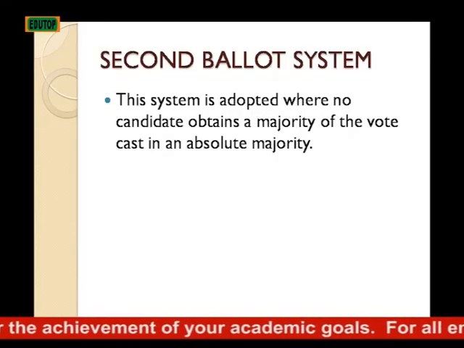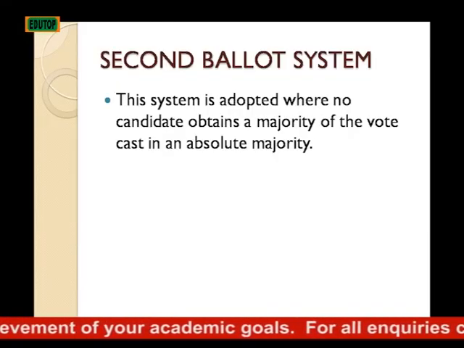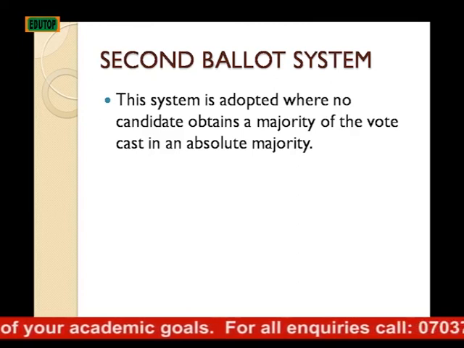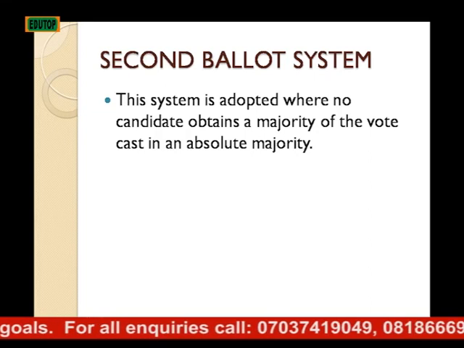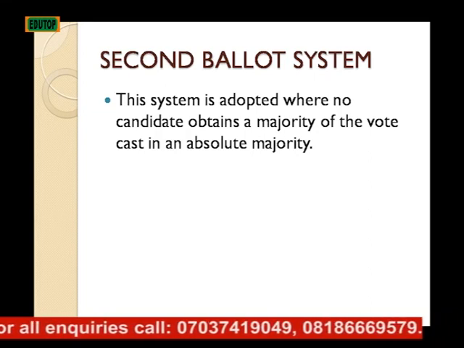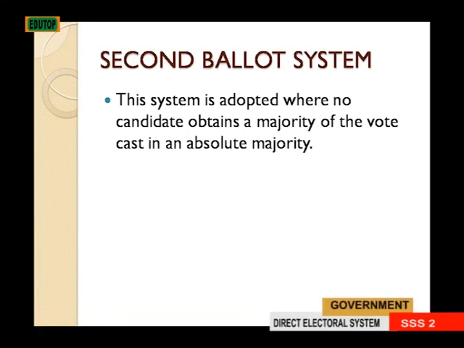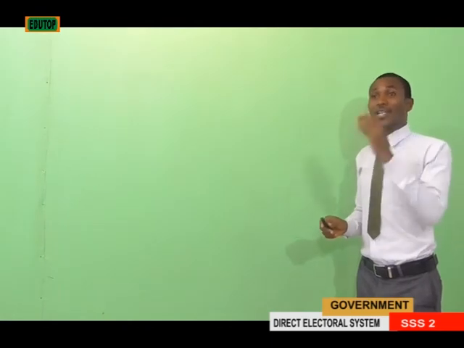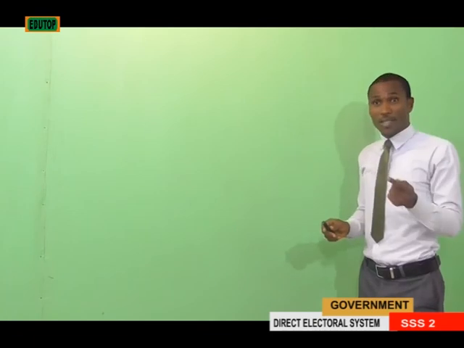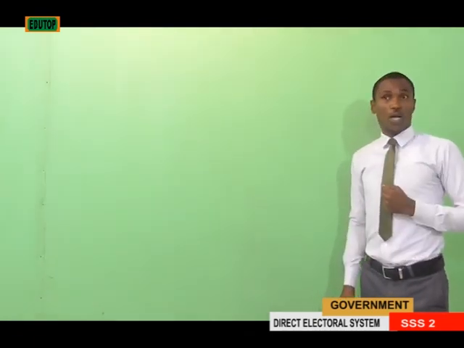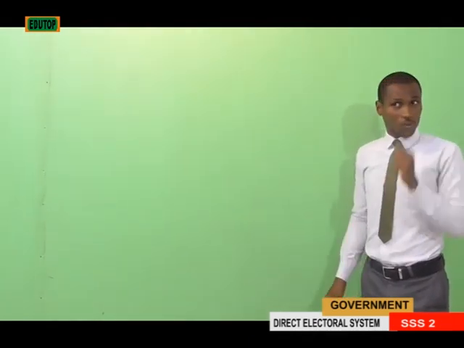The second is the ballot system. This is a system that is adopted when no candidate obtains a majority of the votes cast in the absolute majority. So when no candidate wins the election or acquires the number of votes required in absolute majority, the formula that is applied in a situation like that is referred to as the second ballot system.